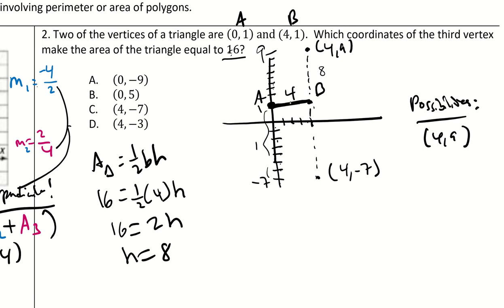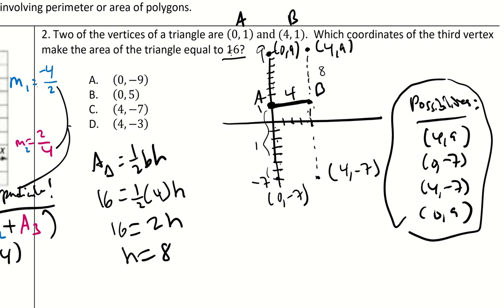It doesn't have to be above B or below B. It could be above A, in which case it would be over here, which is 0, 9. And then you would have to make this triangle, right? And then finally, it could be down here, in which case you would make this triangle, which is 0, -7. So those are our possibilities: 0, -7, 4, -7, 0, 9. But there's only one answer here that they give us. So let's see. They give us 4, -7, so we're going to choose that as our answer.